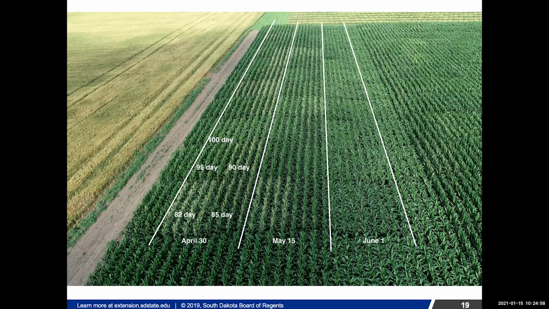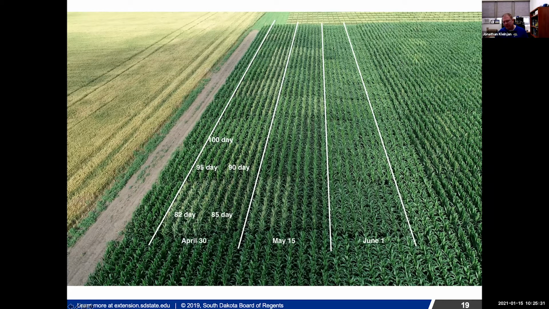So here's what I did this year. This was 8 miles north of Brookings on some very good soil. I had 3 planting dates: April 30th, May 15th, and June 1st. If I do this again, and I will next year, I'm going to add a June 15th planting date, weather permitting. We have a 4-row planter, so we did a down and back for each planting date. I had 5 hybrid maturities: an 82, 85, 95, 90, and 100 day.